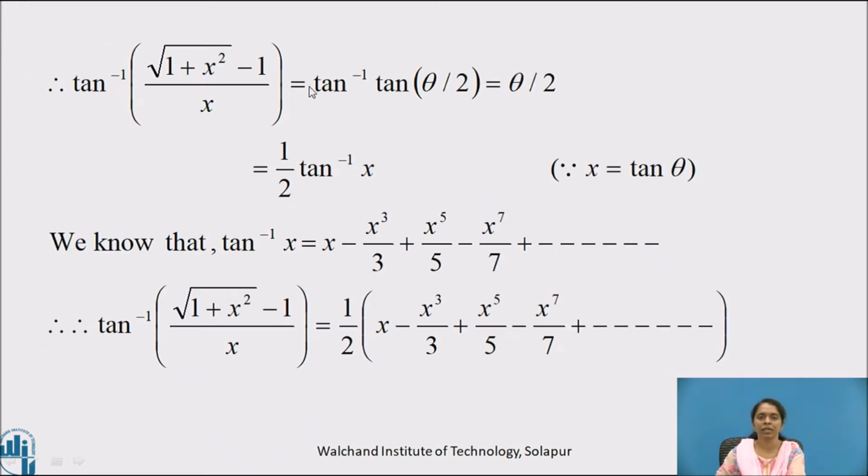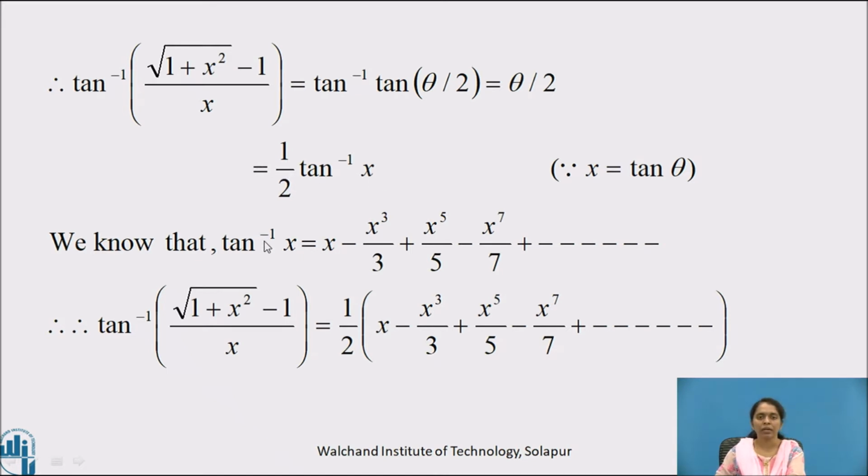Now the expression is tan inverse of tan theta by 2, which is equal to theta by 2 simply. Now resubstitute the value of theta as tan inverse of x, and hence we will get the representation as half times tan inverse of x.